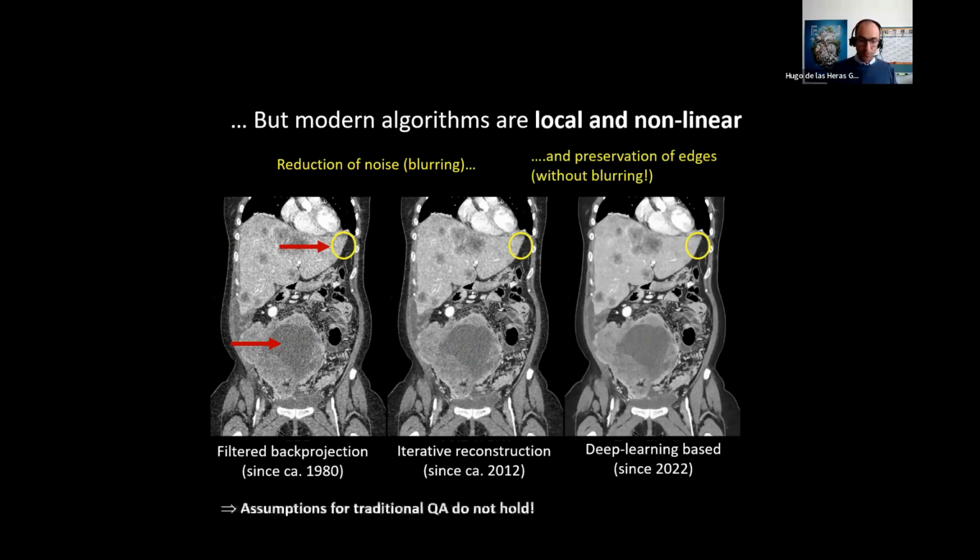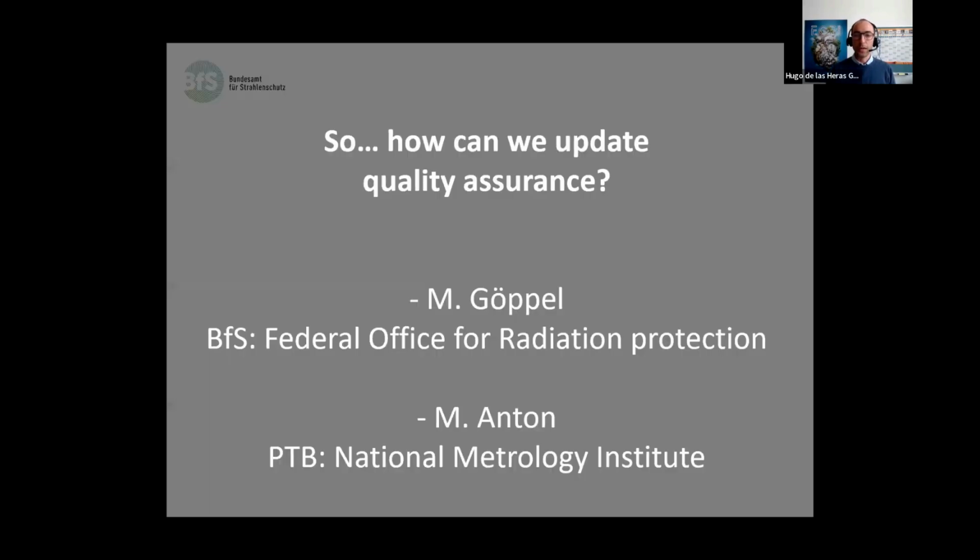That is one of the problems, that the assumptions for traditional quality assurance do not hold. We cannot be sure that the algorithms with clinical patients are doing exactly the same as with our technical phantoms. So how can we update quality assurance? That's why Maximilian Goepel and also Matthias Anton are giving you their talks today. And I'm also looking forward to hearing them.